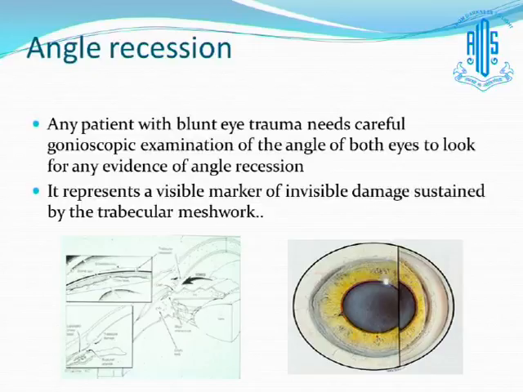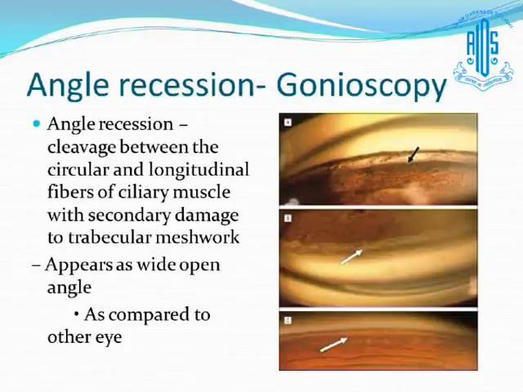Any patient with blunt trauma needs careful gonioscopic examination of the angle of both eyes to look for evidence of an angle recession. It represents a viable marker of invisible damage sustained by the trabecular meshwork, because angle recession in itself is not a cause of glaucoma. So this is how you can see a broad ciliary body band in this case. So what is angle recession? It is just a cleavage between the circular and the longitudinal fibers of the ciliary muscle with secondary damage to the trabecular meshwork, and it appears as a wide open angle as compared to the other eye.